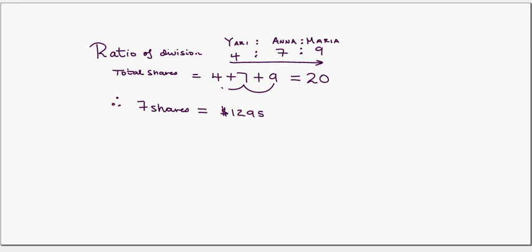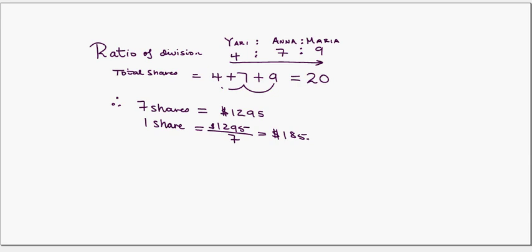So from here, we could find what one share is, or 1 unit, or 1 part. Hence the name of this technique, which is known as the unitary method, meaning we find 1 unit. So 1 share would be equal to $1,295 divided by 7. When you work it out, you get $185.